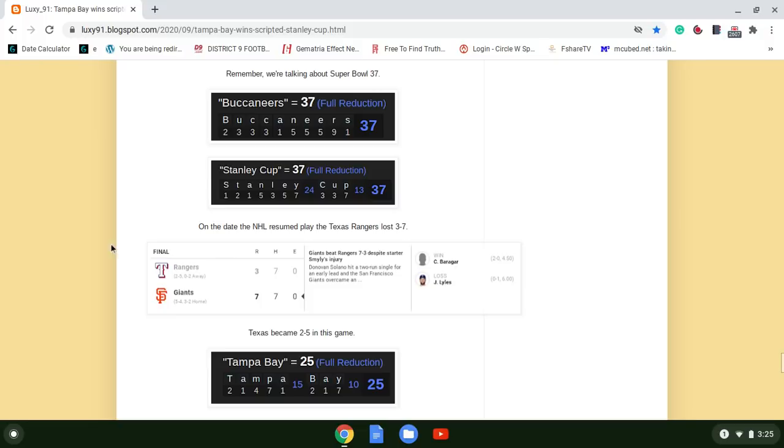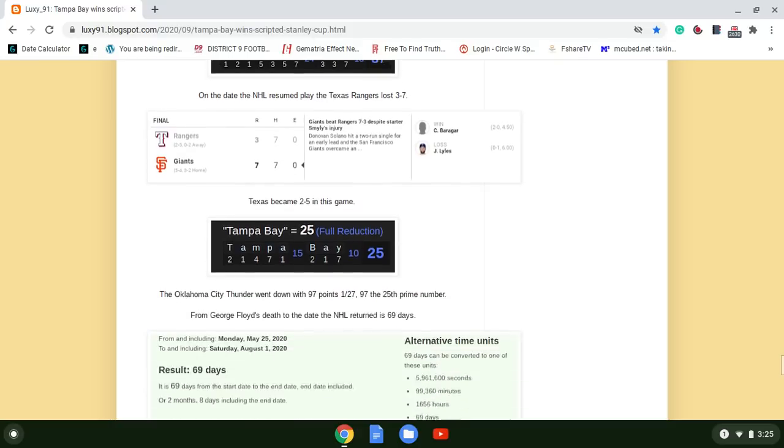So again, we're talking about Super Bowl 37, Buccaneers is 37, Stanley Cup is 37. On August 1st, the Texas Rangers, who are in the Dallas metropolitan area of Arlington, lost 3-7. They became 2-5 in the season, like how Tampa Bay is 25. Remember, the Oklahoma City Thunder went down with 97 points. That's the 25th prime number.